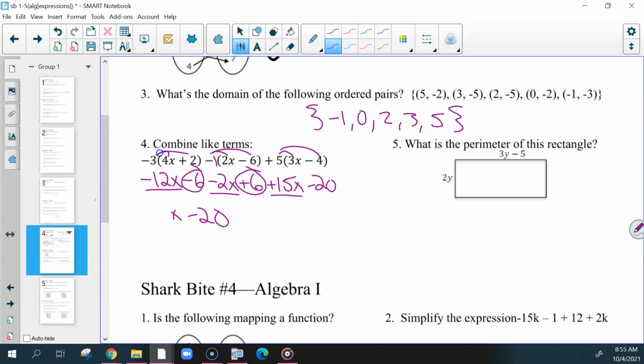Number 5, if you missed the hint, you find the perimeter. You add up both of these sides and both of these sides. So 2 times your width and 2 times your length.